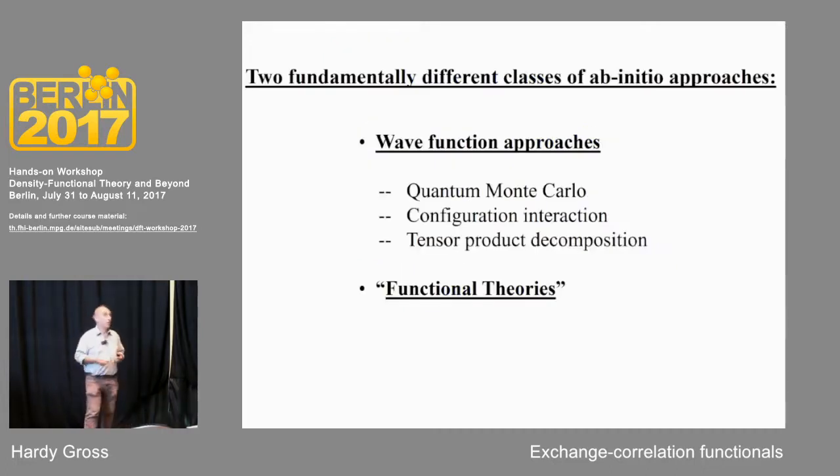Now, in view of this exponential problem, there's essentially two different classes of ab initio approaches. One class is called wave function approaches, and the philosophy there is, well, even though there's this exponential wall, let's try it anyways. And there's maybe these three most important ways of dealing with this: quantum Monte Carlo, configuration interaction, and tensor product decompositions. So that's one approach. Another approach could be summarized as functional theories.